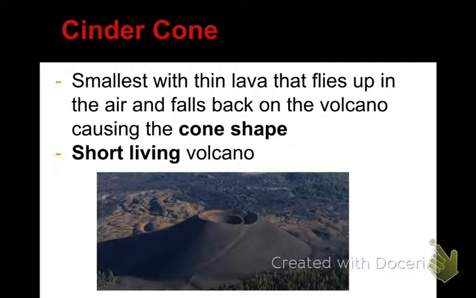But these volcanoes are shaped like a cone. They're very steep because they have lava that's, again, very thin, and that lava flies up in the air, and then it just falls straight back onto the volcano, making the sides build up in that cone shape. But that's the cinder cone.